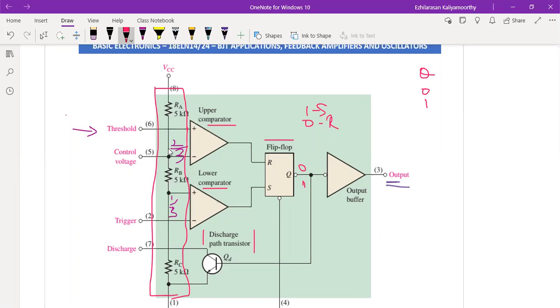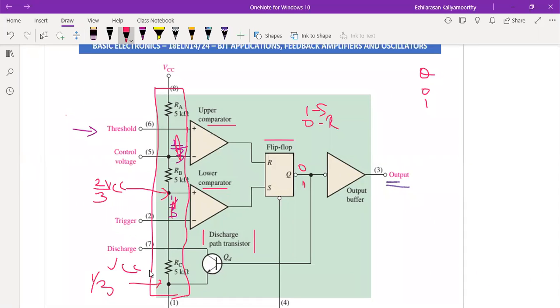Actually, this is the control voltage. Actually, this point. Okay. Yes, upper comparator means this point. So at this point, we'll have 2 by 3 because it's a voltage divider. 2 by 3 VCC. Then this point will have 1 by 3 into VCC.